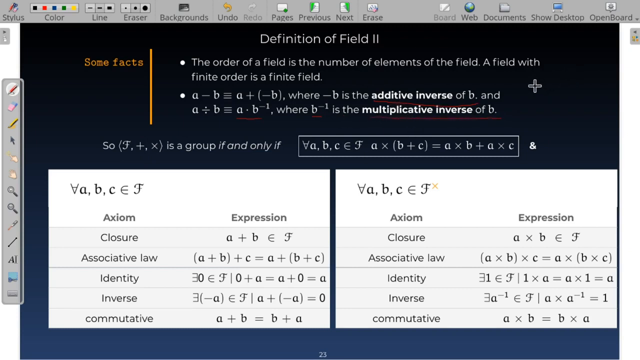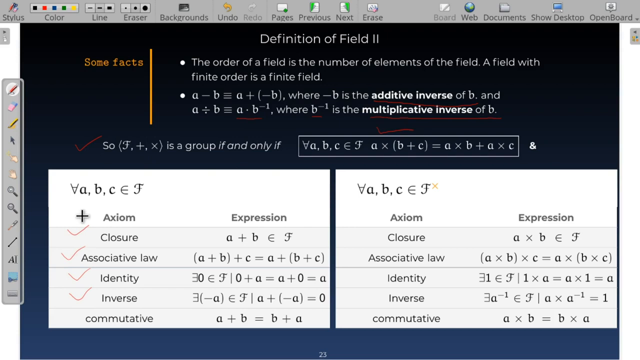So with respect to addition, the additive inverse is minus B, and the additive identity is 0. With respect to multiplication, the multiplicative inverse of B is B inverse, and the multiplicative identity is 1. So to summarize, this set F with addition and multiplication is a group if and only if multiplication is distributive over addition, and all the elements of this field F are going to satisfy 5 of these axioms.